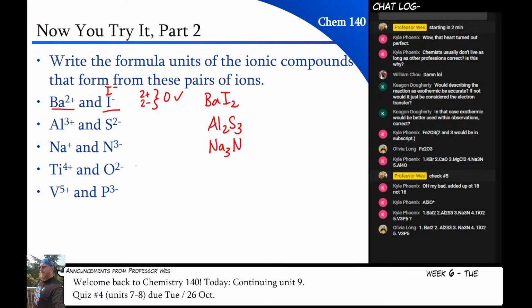But the titanium one we can do. So I have a 4 plus and a 2 minus. And so when we sum those together, I have too many positives. So I need another O2 minus here. And when I do that, I have negative 2 is negative 4. There we go. TiO2.